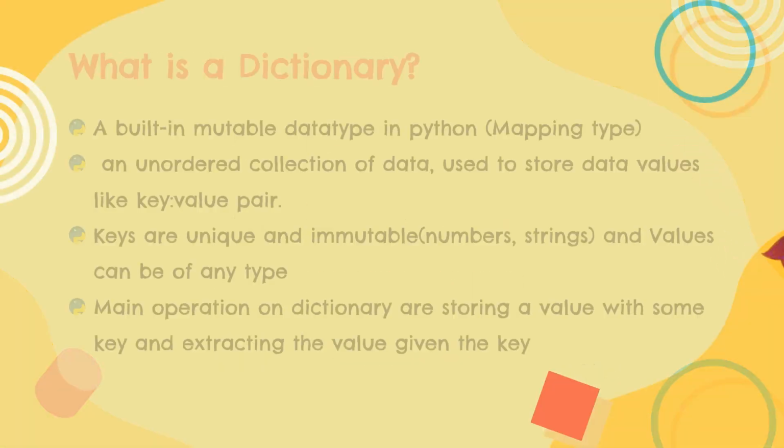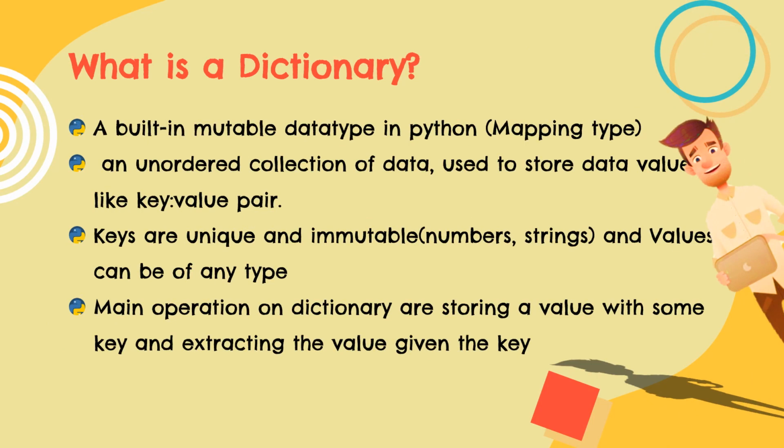Let's find out what a dictionary is. It is a built-in mutable data type in Python, a mapping data type. Like I said before, a Python dictionary is an unordered collection of data items which is mutable, that is editable, and it is a mapping of key and value pairs. In a list or tuple, each element is a single item. But here, each element is a collection of two. That means each item is a key and value pair.